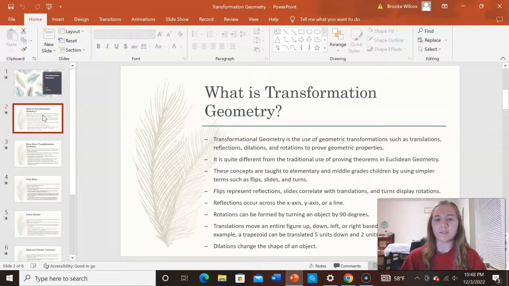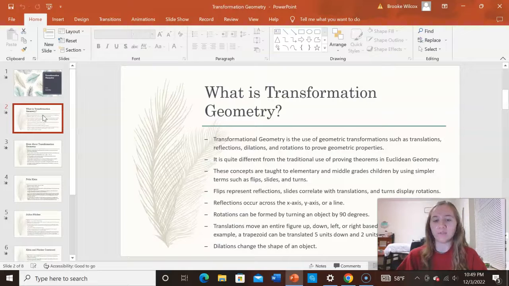These concepts are taught to elementary and middle grade children by using simpler terms such as flips, slides, and turns. Flips represent reflections, slides correlate with translations, and turns display rotations. Reflections occur across the x-axis, y-axis, or a straight line. Rotations can be formed by turning an object by 90 degrees. Translations move an entire figure up, down, left, or right based on the given units.